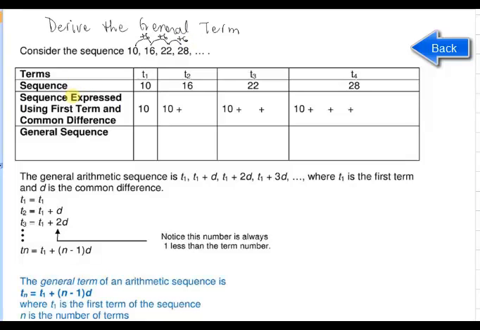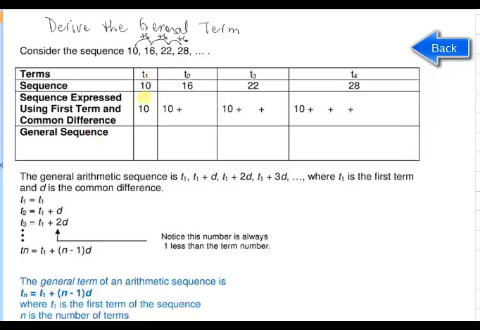So we have a table here where the first column is the term number, or the terms. So T1, T2, T3, T4, meaning the first term, second term, third term, and fourth term. Our sequence is 10, 16, 22, and 28. So T1 is 10, T2 is 16, T3 is 22, T4 is 28. And our third row is to write the sequence expressed using the first term and the common difference. Then for the last row, we're going to take a look at what the general sequence looks like.